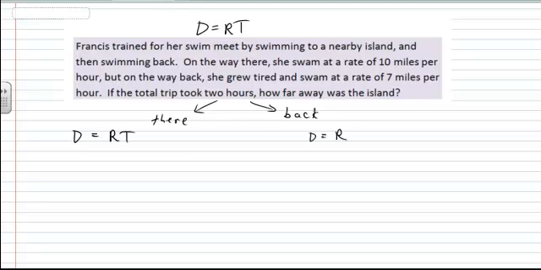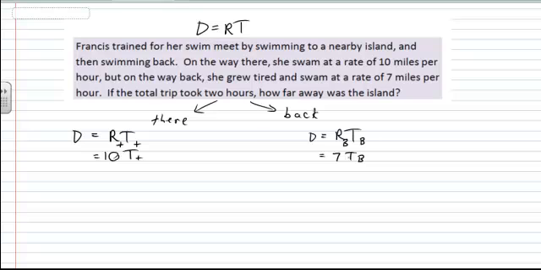On the way there, the distance on the way there equals the rate on the way there times the time on the way there. The rate on the way there is 10, and we don't know the time on the way there yet. On the way back, the distance on the way back equals the rate on the way back times the time on the way back. We know that the rate on the way back is 7, so we can put that in.